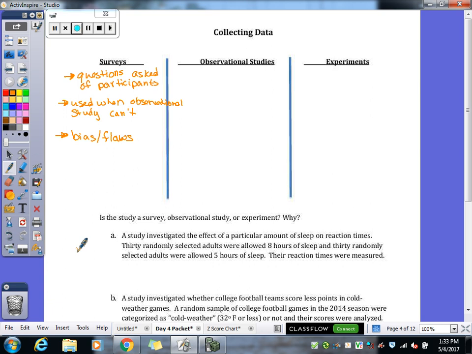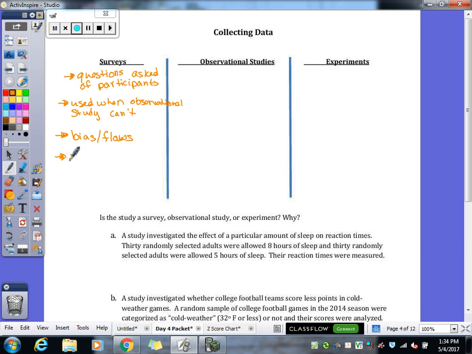But so there's bias and flaws. There's only certain people who are going to participate. Or let's say, for example, you're in a town hall and they're trying to take a survey on who wants a new bike path somewhere in the town. Well, generally the people who are going to respond to that survey are the ones who want it, and not usually the ones who don't want it. So there's a lot of flaws with doing a survey.